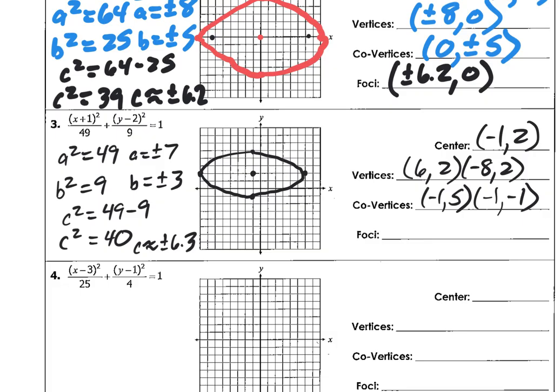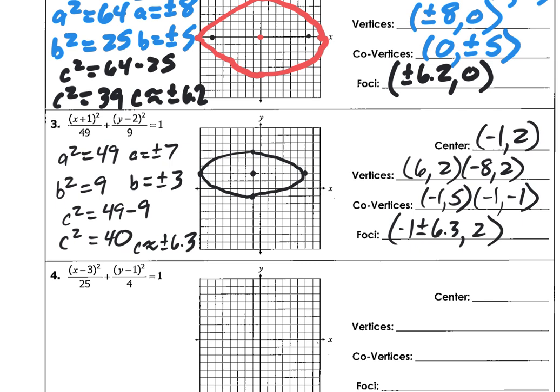When I write this for my foci, I think the easiest way to do this is this. We're adding it to the x value. So we're going to go negative 1 plus or minus 6.3, and we're not doing anything to the 2. I think this is the easiest way to write this. And you could probably do the same thing here, but because we're dealing with whole numbers, I think that's a little bit easier to write them out separately so we can get our points. Here, since we're dealing with the decimal, I think it's easiest just to rewrite it like that.